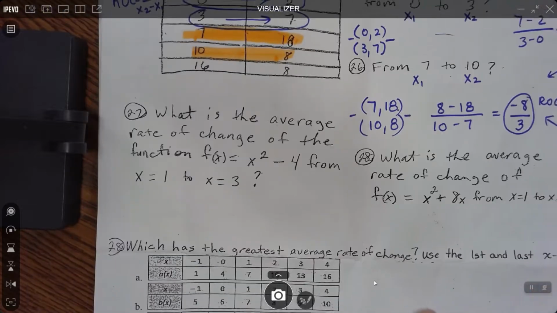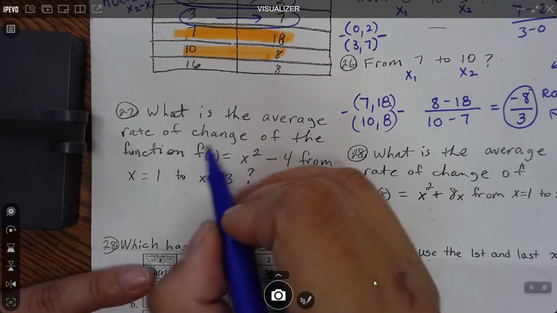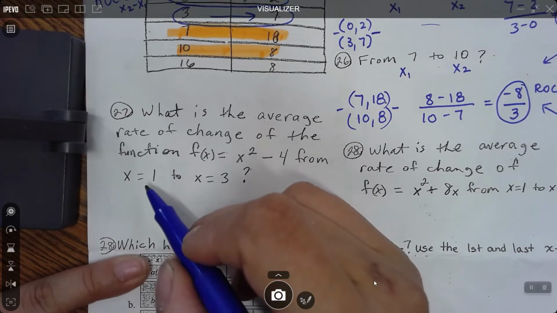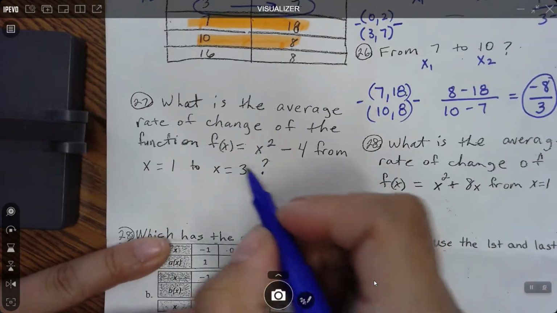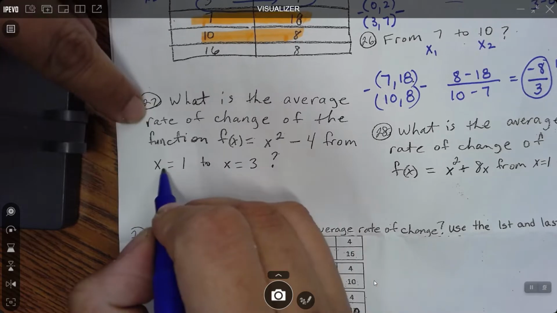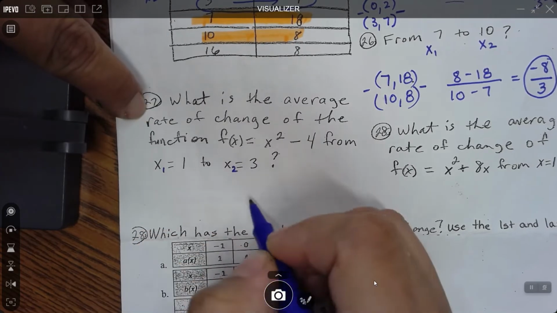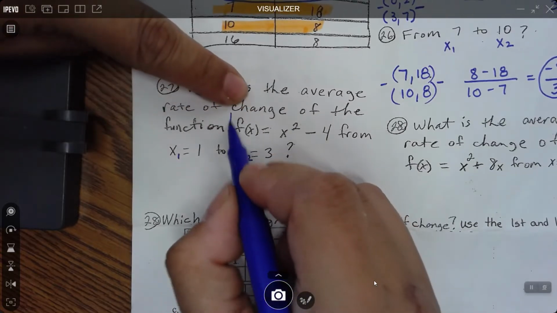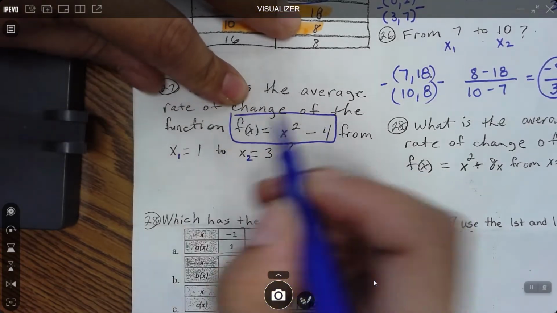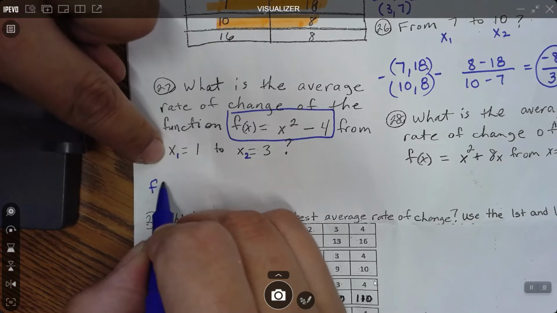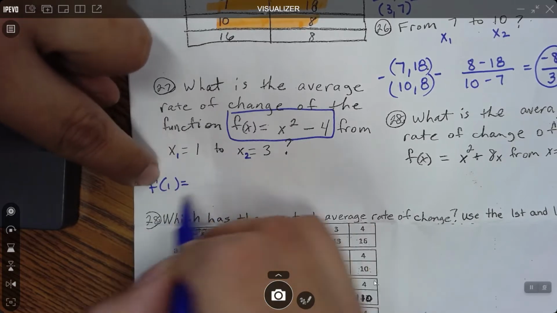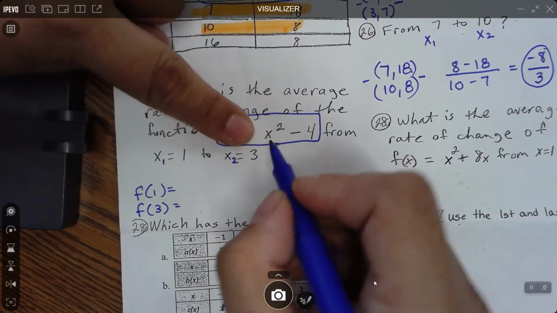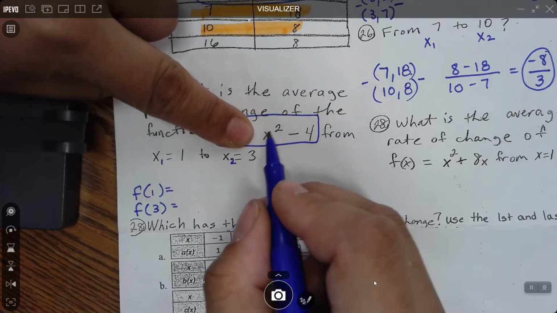All right, 27. What is the average rate of change of this function from x equals 1 to x equals 3? Right, so we know that the first x is 1, the second x is 3, but we need to find the y's. In order to do that, we have to use the function. So we need to evaluate the function at 1, and we also need to evaluate the function at 3. All right, so that means wherever we see the x, we're going to plug in the value.